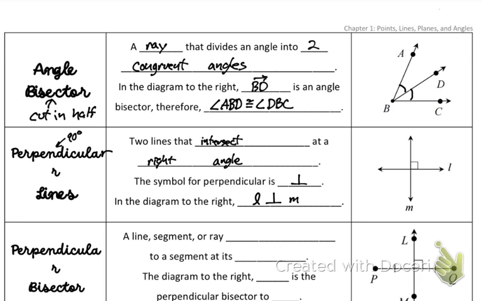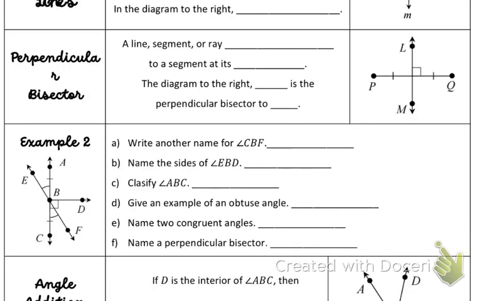So we're not a regular bisector. We're not a regular perpendicular line. We are a perpendicular line that cuts a line in half. Okay? So that's what we're going to get to next, is a perpendicular bisector. That is 90 degrees and it cuts it in half. So it's a bisector that happens to be a 90 degree angle.